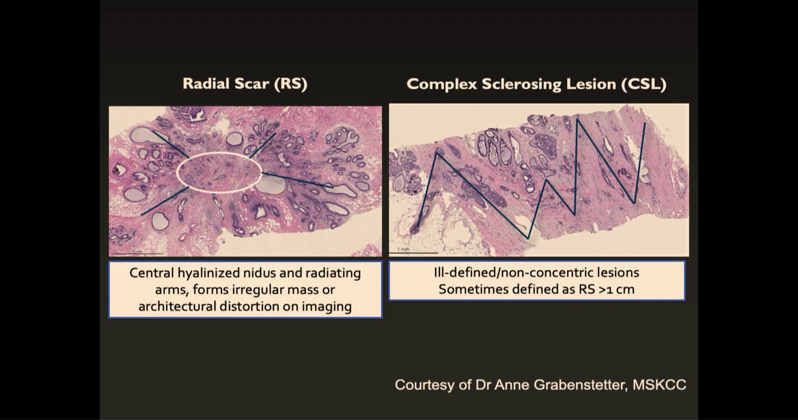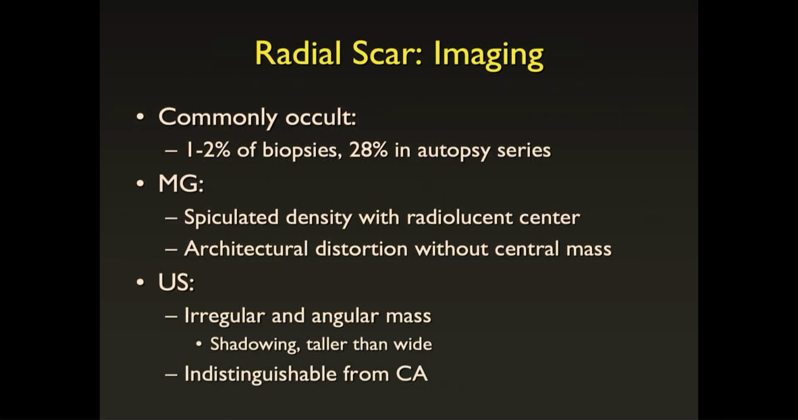The question is, do we need to excise all radial scars? Radial scars are commonly imaging occult. We see them in about 1 to 2% of percutaneous biopsies, but when you do autopsy series, you find far more of them, about 28%. Again, they do have an imaging appearance suggestive of the diagnosis. Often you see distortions or spiculations without a central mass. You have a radiolucent center.